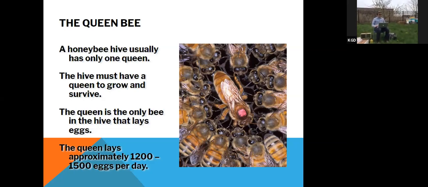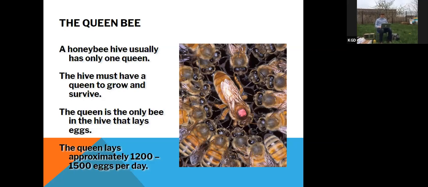And the queen is laying eggs, 1,200 to 1,500 eggs a day. She doesn't even feed herself. All the other workers feed her. And she's kind of working nonstop. When a new queen is hatched out, before she starts laying eggs, she will go on 1 to 2 mating flights.